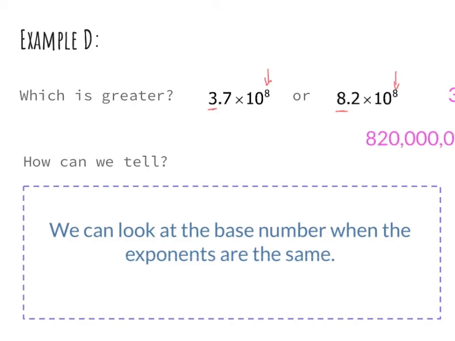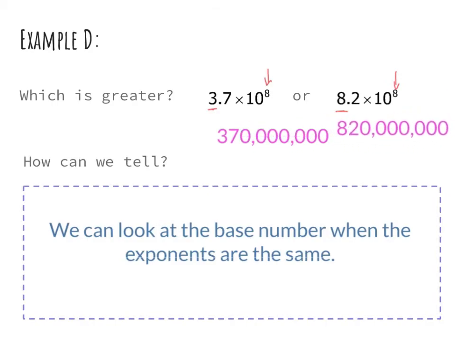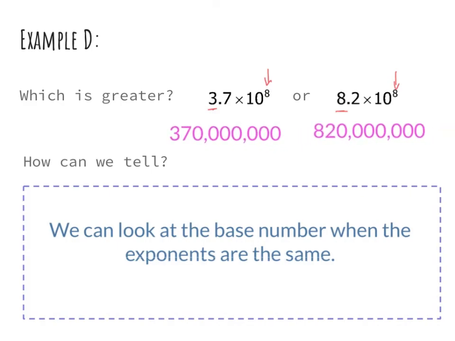And if I were to move my decimals, I would find it to be the same thing. 820 million, a lot more than 370 million, although they're both large numbers. The 820 million is larger. So I know that is my correct answer in this particular problem because it had a larger base number when the exponents were the same.